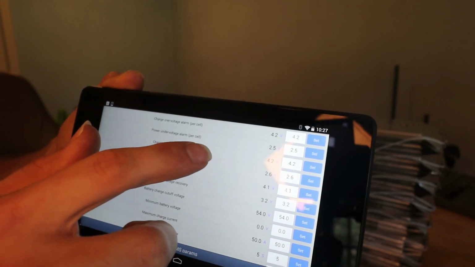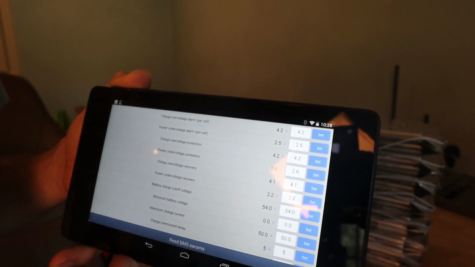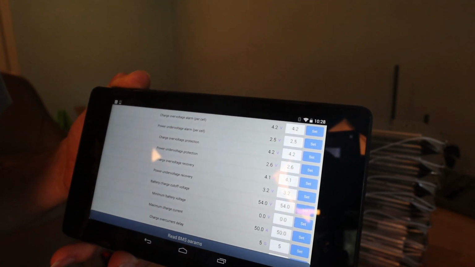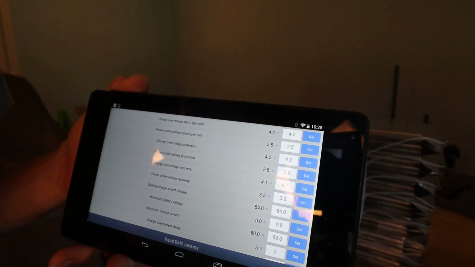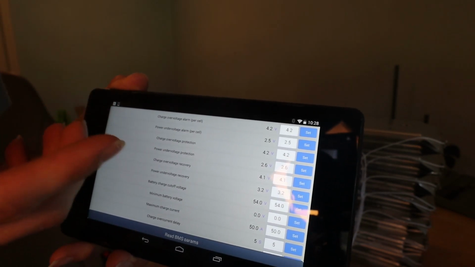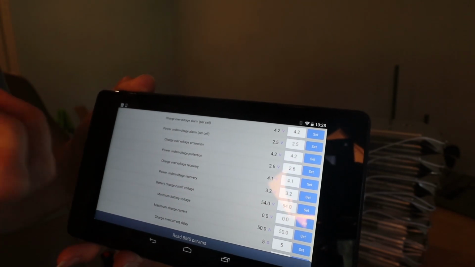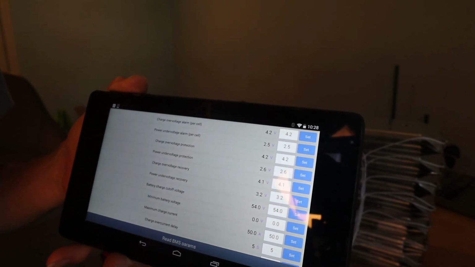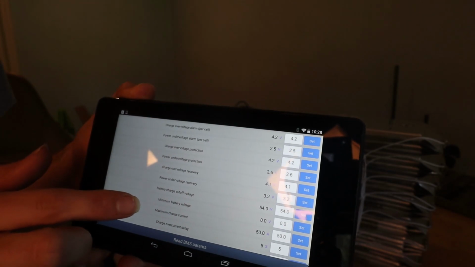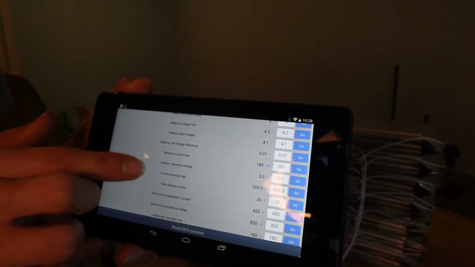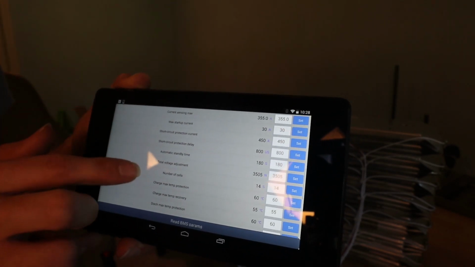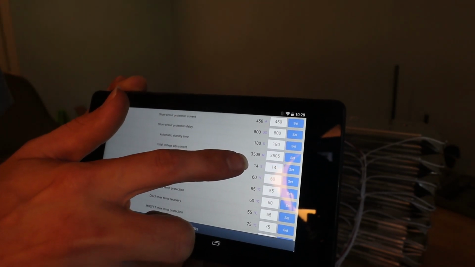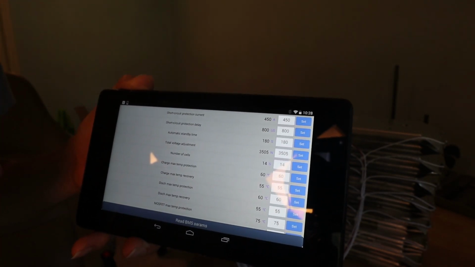Now, my under voltage, these cells are rated for 2.5 volts. Most BMSs will cut off at 3 to 3.2 volts. I want to get the full pack capacity out of them, and these have a fair bit of capacity between 2.5 and 3 volts. So I went ahead and set that down to 2.5. The other very important piece to change would be your number of cells in series. So I have it set to 14S.